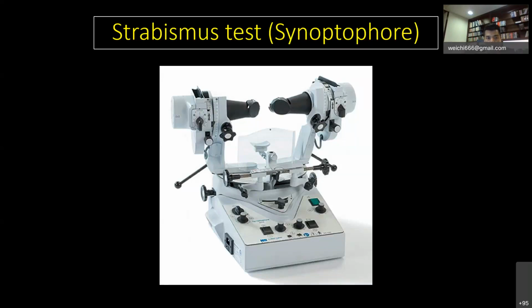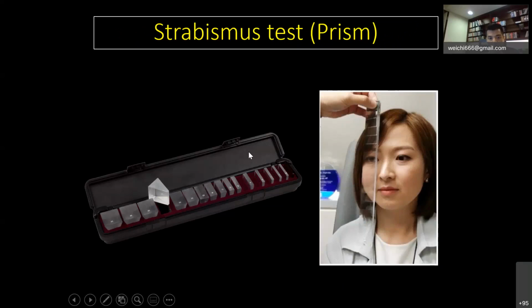The synoptophore is a strabismus test, but it's not very commonly used in the clinics. In the clinic, usually doctors use prisms to check the level of deviation. You have different prisms with different power. When you place a prism over the deviated eye, it becomes neutral, then you know the angle of deviation. So you could document how much deviation this eye has with this prism.